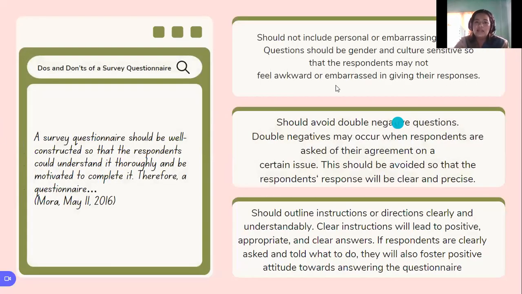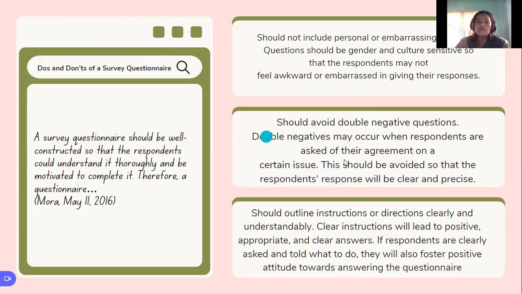Okay. And then it should not include personal or embarrassing questions. That is very important, because when the questions are very personal and embarrassing, sometimes it will be awkward for your respondents to actually answer them, or they could feel embarrassed. So when they feel embarrassed, as it would seem, they will not answer it anymore.